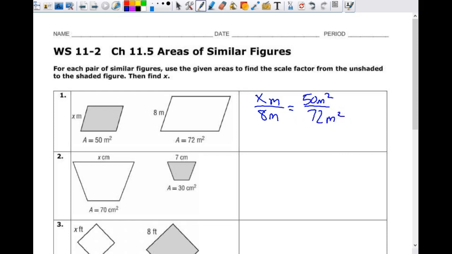So if you look at the proportion, this is the large. Notice how it's large and large. This is the small, and you look, small side, small area. You can also think of this as sides going down and areas going down. Okay, just making sure you're consistent with it.